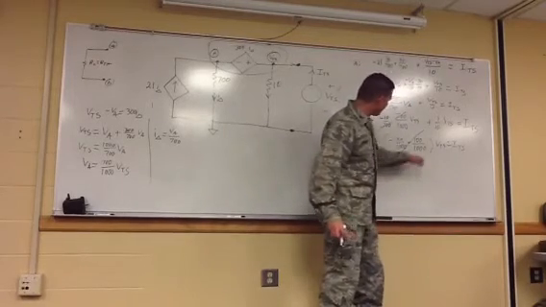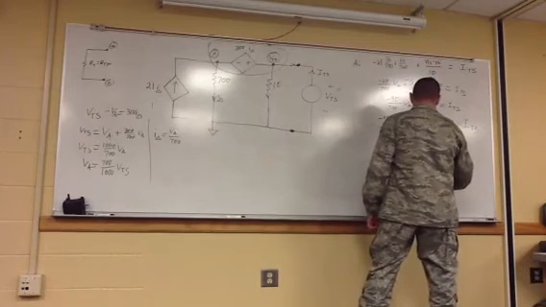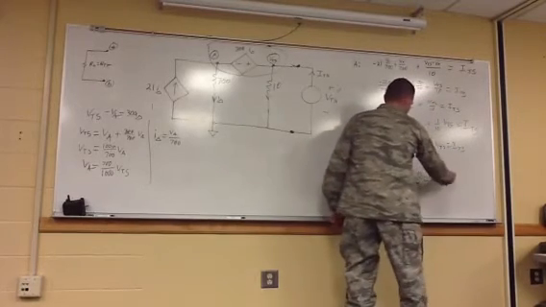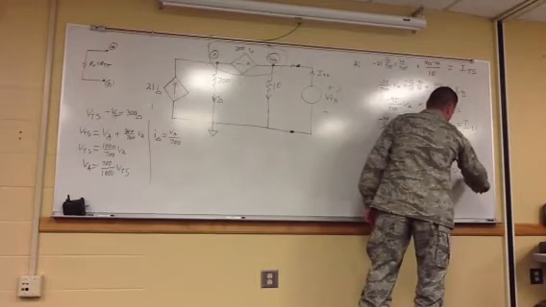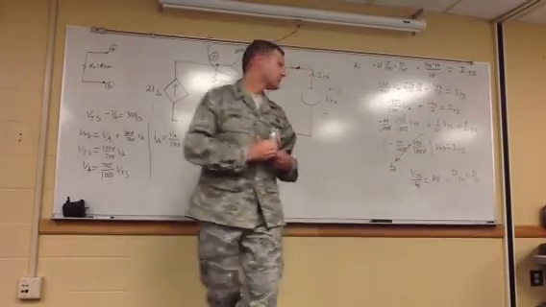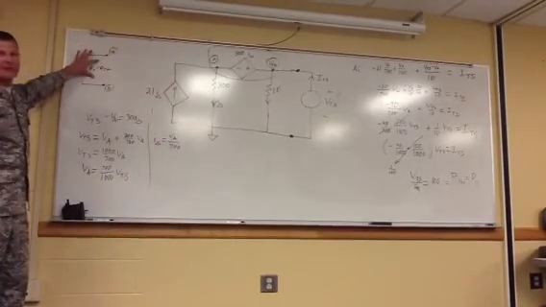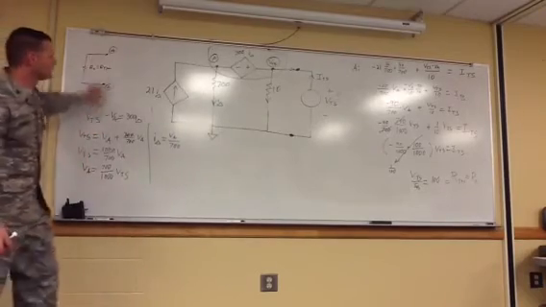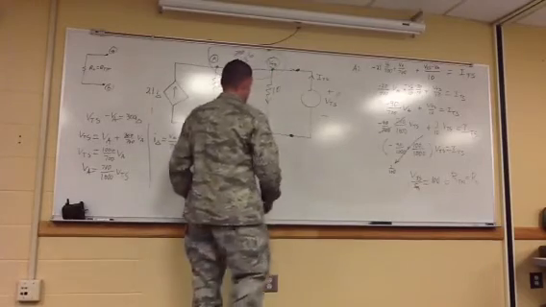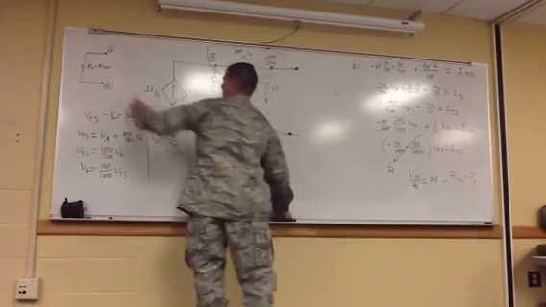So I can move my 1 over 100 over to the other side, move my ITS over here, and I'll have VTS over ITS equal to 100. And that's equal to my RTH, which equals my RN. So we can replace all that junk with just that. And those are totally equivalent relative to these nodes.